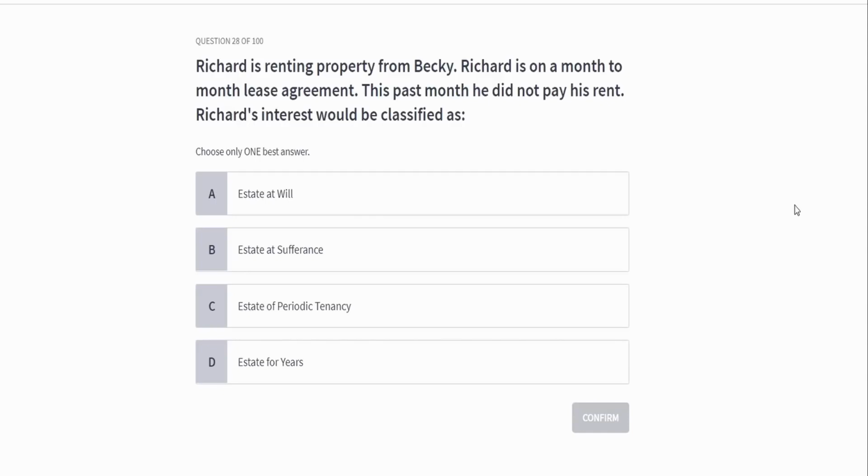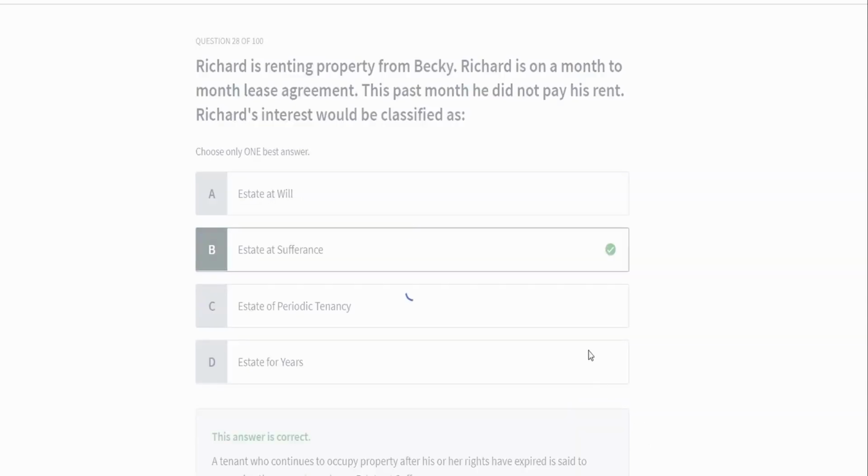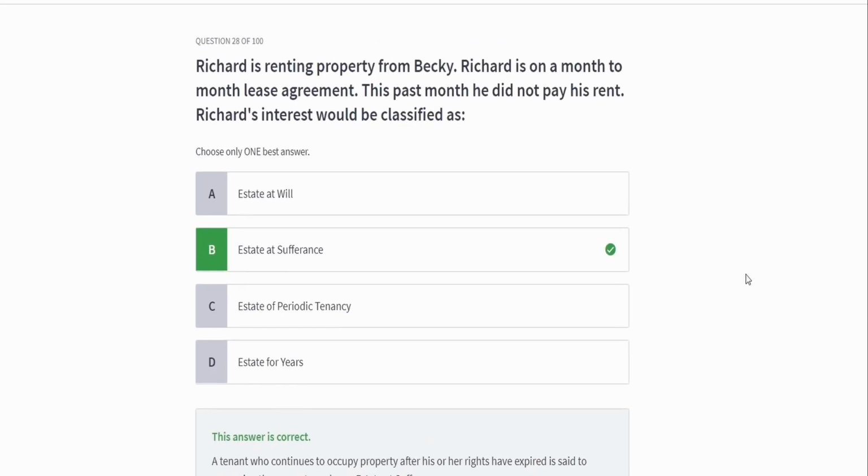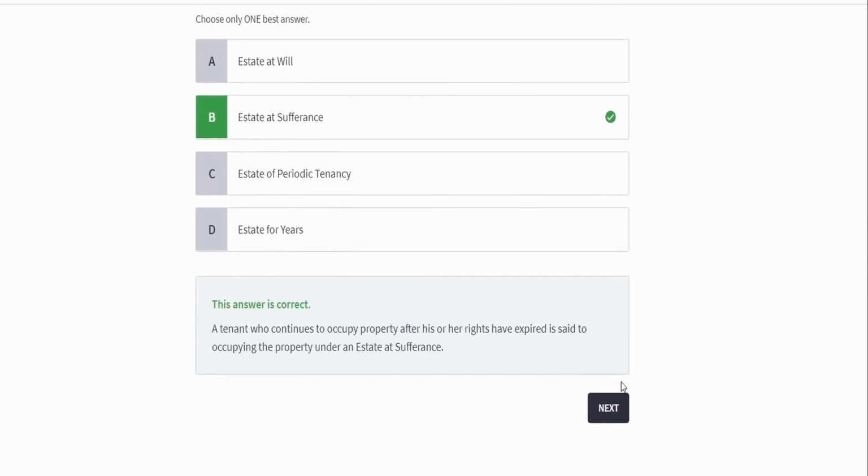Alrighty, so Richard, what's going on with Richard? Let's figure that out. So for this one, we would be dealing with B, an estate at sufferance. Why? Well, a tenant who continues to occupy property after his or her rights have expired is said to be occupying the property under an estate at sufferance. And that makes sense, right? I mean, there's somebody suffering. When you hear a situation where the landlord is suffering because, again, the property is not making any money, that would be an estate at sufferance. It's a fun little way to remember that one. But yeah, pretty straightforward there.